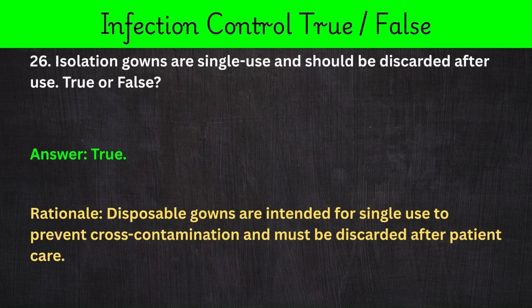26. Isolation gowns are single-use and should be discarded after use. True or false? Answer: true. Rationale: disposable gowns are intended for single use to prevent cross-contamination and must be discarded after patient care.